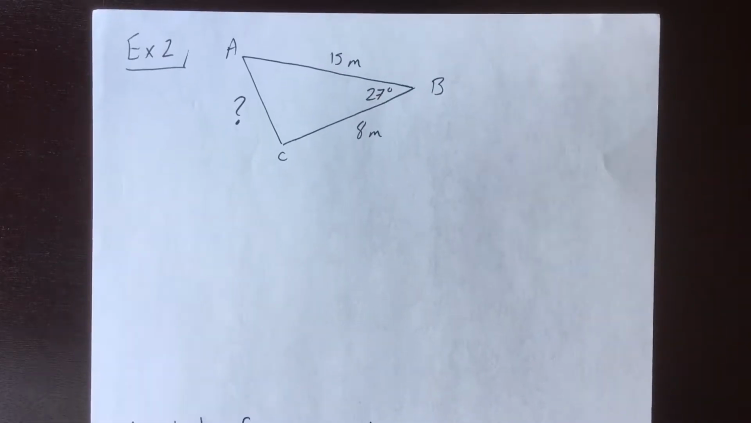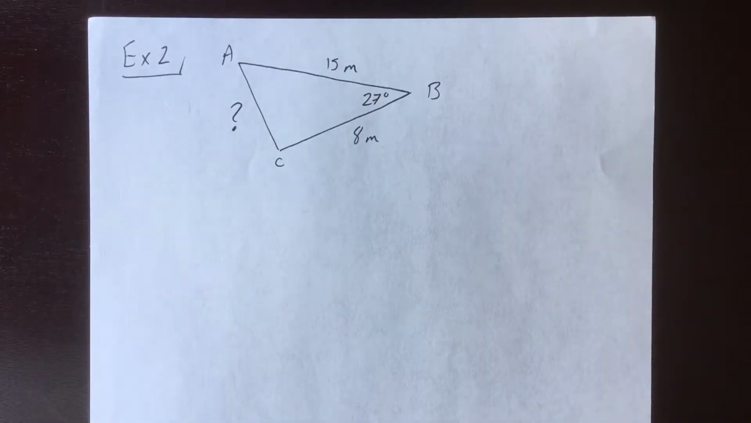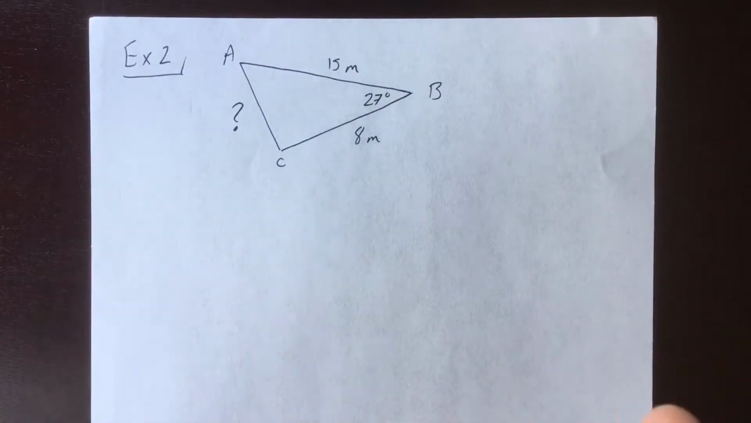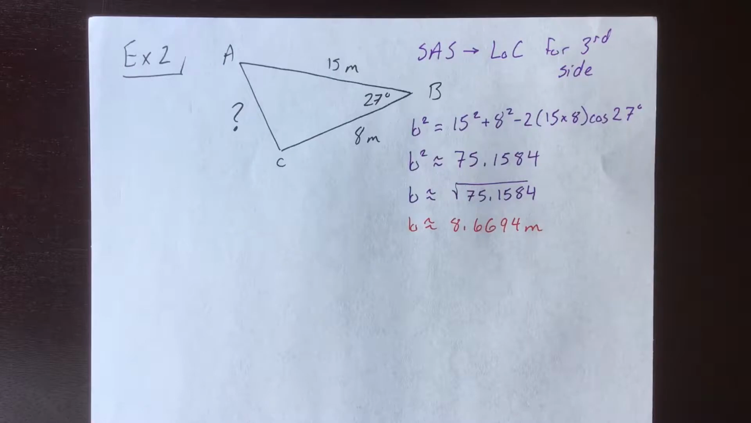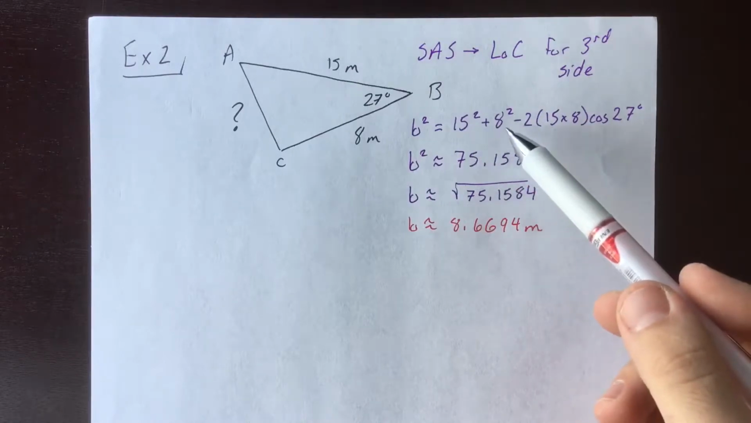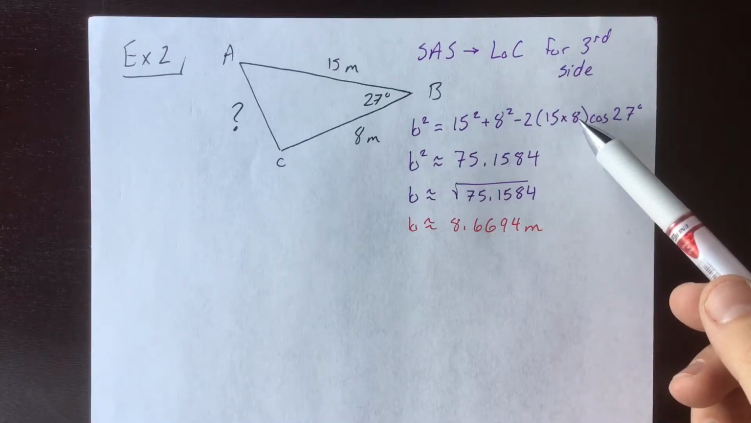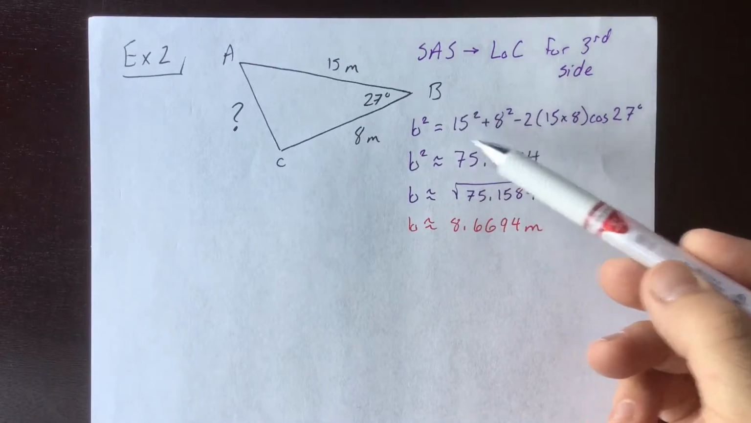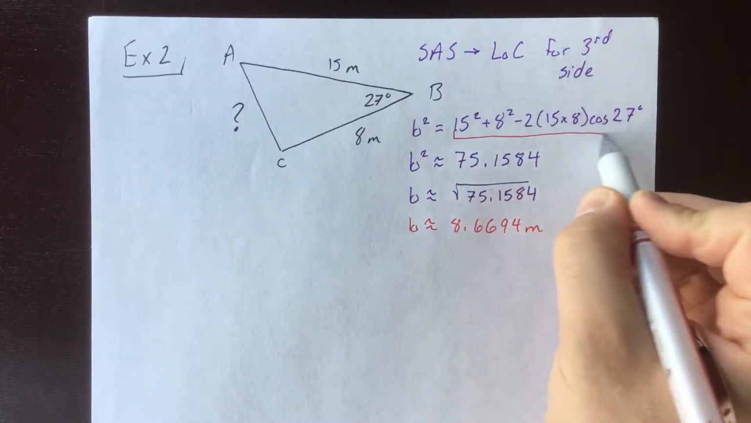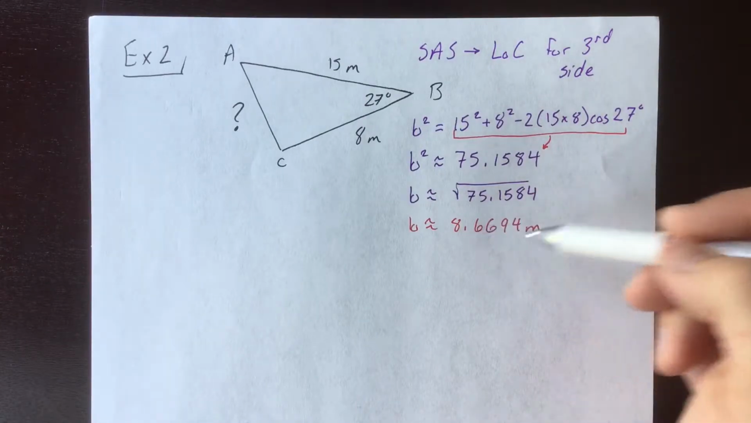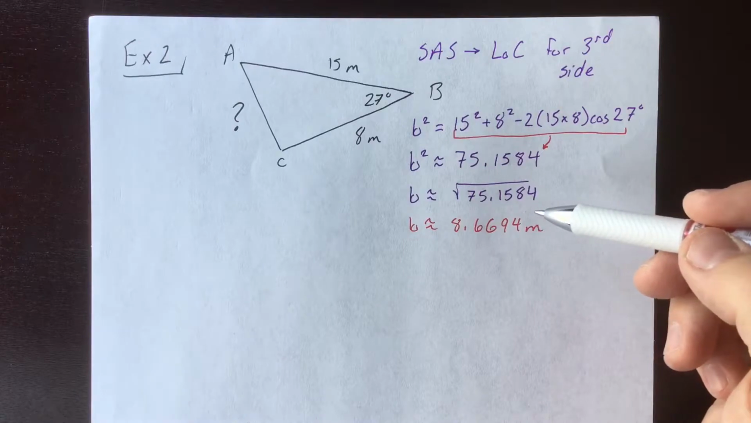So what if we have this? So based off that first example, I encourage you to pause now, set it up, and solve. All right, how'd you do? So we set it up, noticing that we have 15 and 8, so 15 squared plus 8 squared minus 2 times 15 times 8, cosine of our angle measure. So we placed all this into the graphing calculator at once, and it evaluates it to be 75.1584. We square root that value, and we get approximately 8.6694 meters.